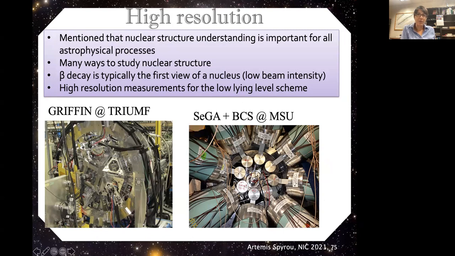There are various setups around the world. I'm showing here two examples. This is the SEGA detector at MSU, the Griffin detector at TRIUMF. There's, of course, the new high resolution arrays that are available around the world, AGATA in Europe and GRETA or GRETINA in the US. So all of these are devices that provide a lot of high resolution information for these kind of measurements.